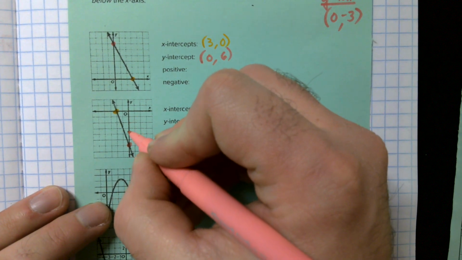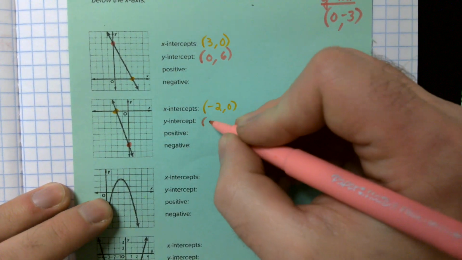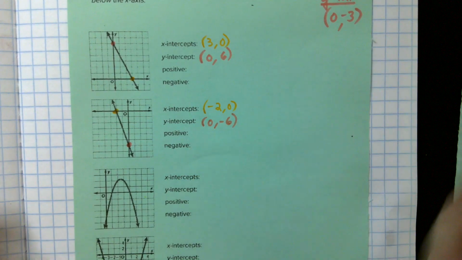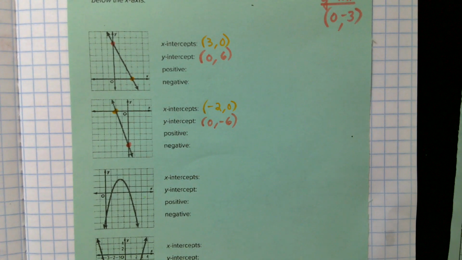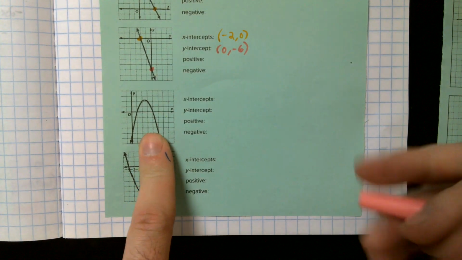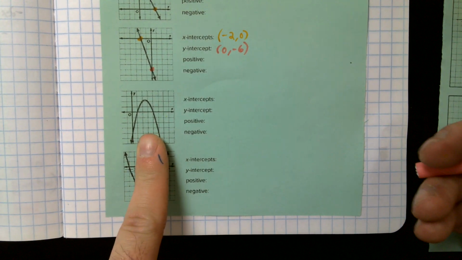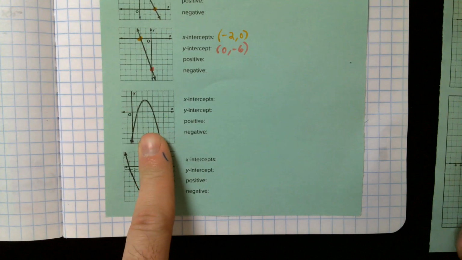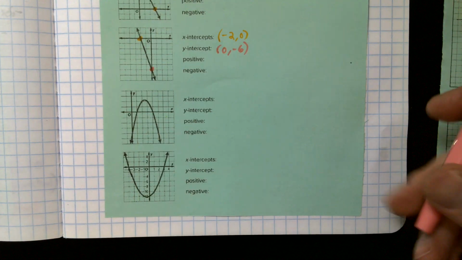1, 2, 3, 4, 5, 6. 0, -6. All right. Now, how many x-intercepts do I have on this parabola, this downward-facing parabola? How many x-intercepts do I have here? 2. Show me on your fingers real quick. How many do I have? How many do you see? 2 of them.